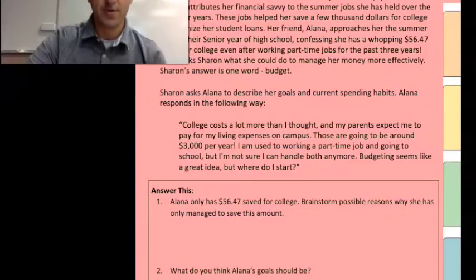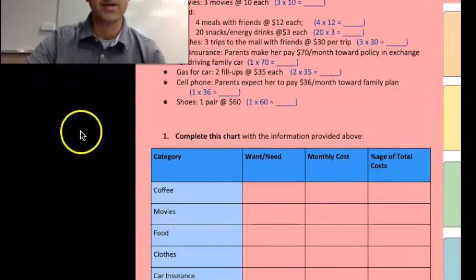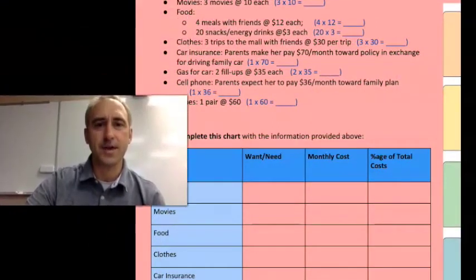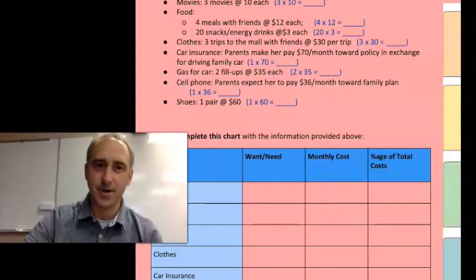Number 3. What are a few ways Alana can get better at understanding her spending patterns? What are things she can do to figure out how she spends better? When you're done with that, we're going to go on to creating a budget for her.